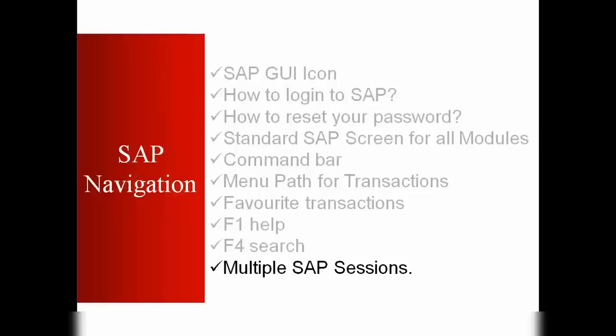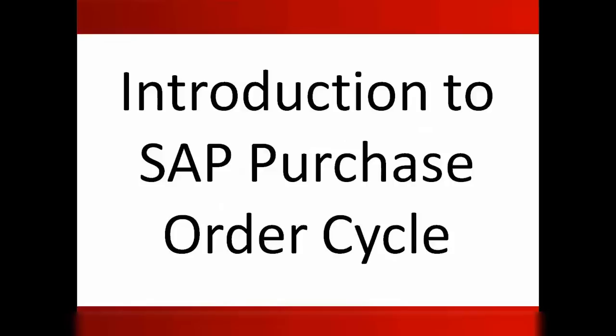Okay, so introduction to SAP purchase order cycle. What is the purchase order cycle? I'll give you a little bit of practical information and some theoretical as well about the purchase order cycle. The purchase order cycle basically starts with creating a purchase order. So first of all, we create a purchase order, and the transaction code is ME21N.